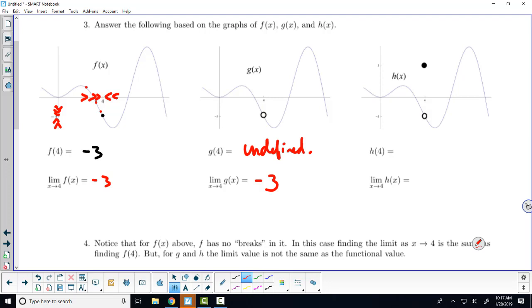As Justin said, there is a hole in the graph there. This example is very similar to the one on the previous page where we could not evaluate the function at 4, but we could still describe how the function is behaving around 4. All right, who's got h of 4? Yeah, Freddie. h of 4 is going to be 5, and then the limit is going to be negative 3. Folks, do you agree?